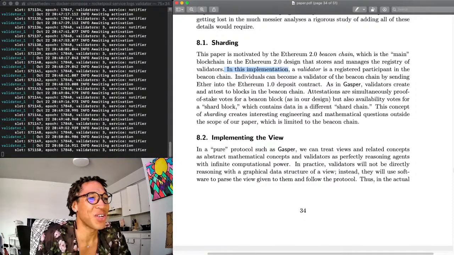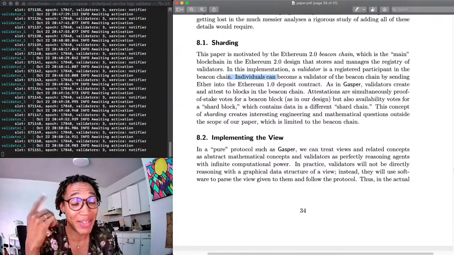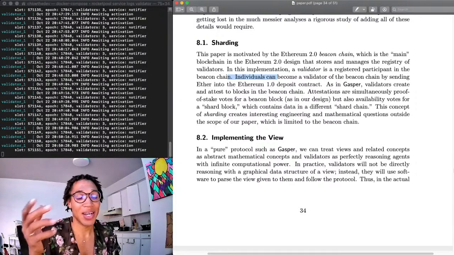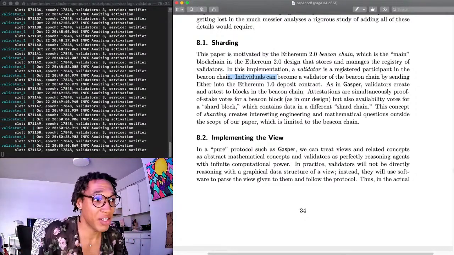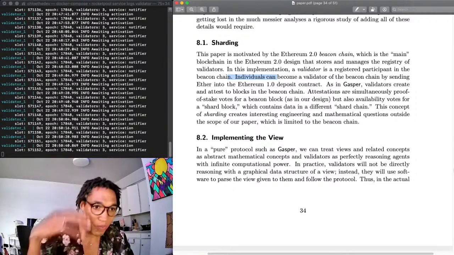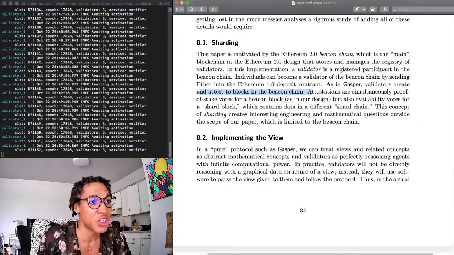In this implementation, a validator is a registered participant in the beacon chain. Individuals can become a validator of the beacon chain by sending Ether to the ETH1 deposit contract. So above, I have some Rocket Pool validators that are awaiting activation. I had to send ETH to the ETH1 deposit contract to get those validators to start awaiting activation and waiting to go. As in GASPER, validators create and attest to blocks in the beacon chain.